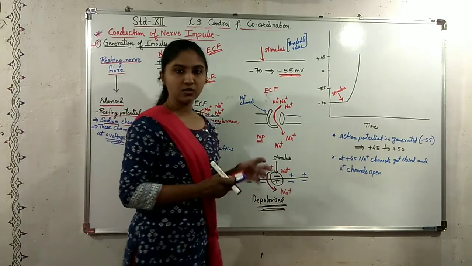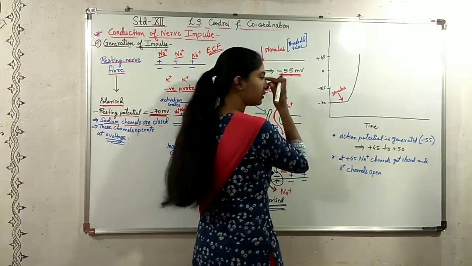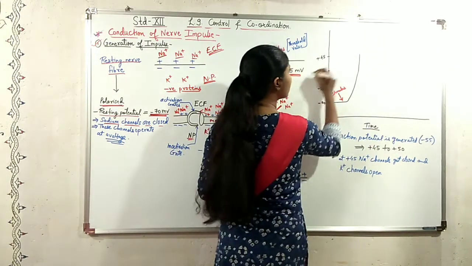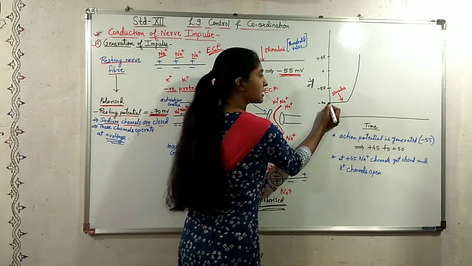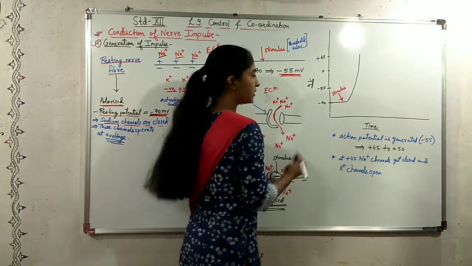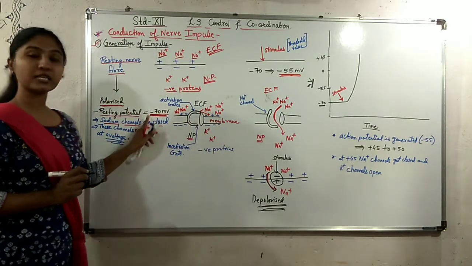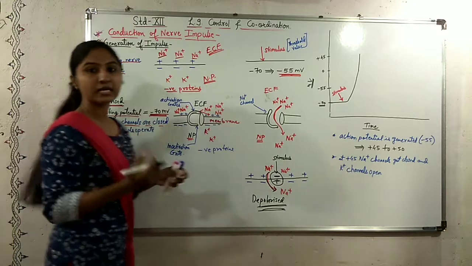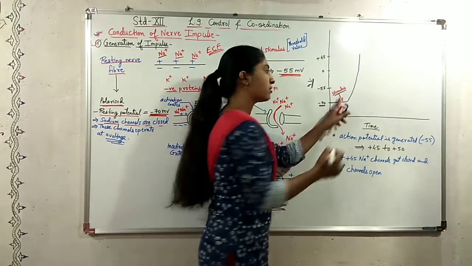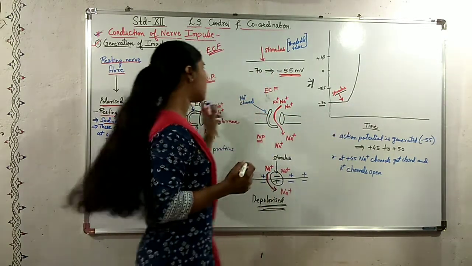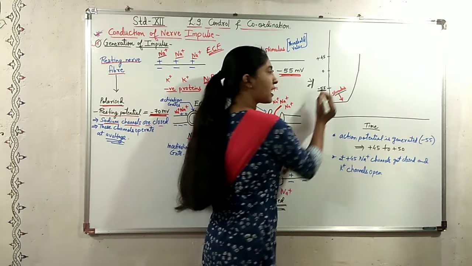Now, this generation of impulse can be shown in a graphical way. Suppose this is the graph of time against the millivolts, or voltage. Suppose this is the resting position of the nerve membrane, that is minus 70 millivolts. We said that it is a resting potential, meaning the nerve fiber is at its resting state. What happens when the stimulus is received? When the nerve fiber receives the stimulus, this resting potential changes into action potential. It changes to minus 55 millivolts.